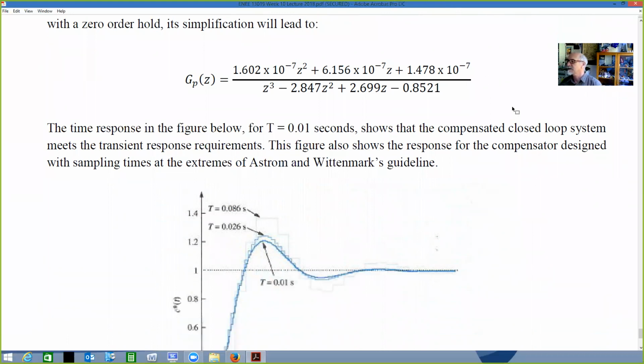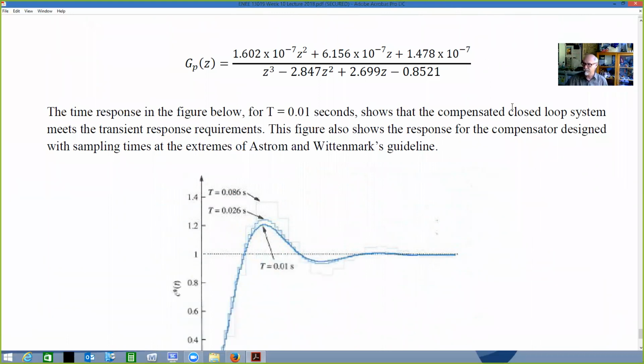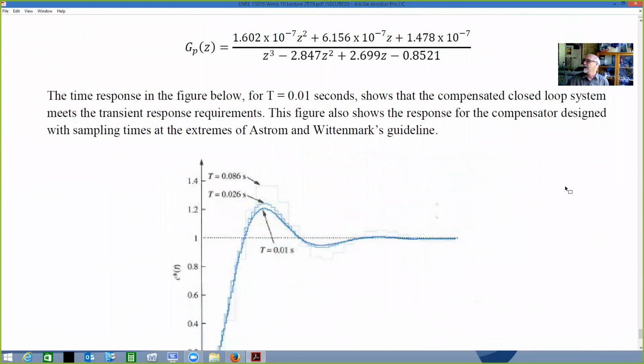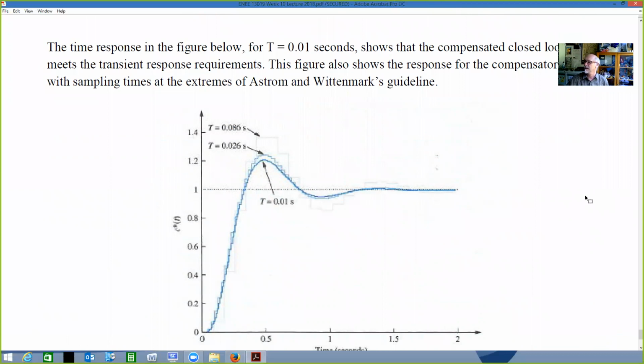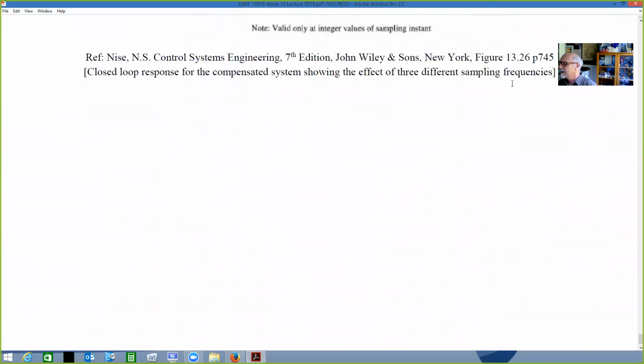So the time response is in the figure below for T equals 0.01. It shows that the compensated closed loop system meets the transient response requirements, and this figure also shows the response for the compensated design with sampling times at the extremes of that guideline given by Ostrom and Wittenmark.